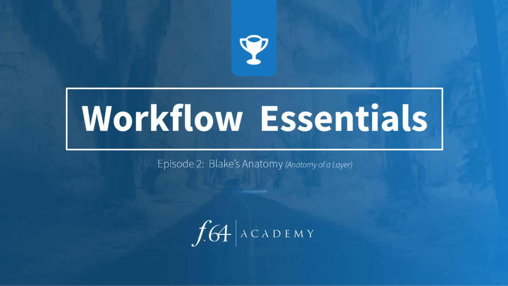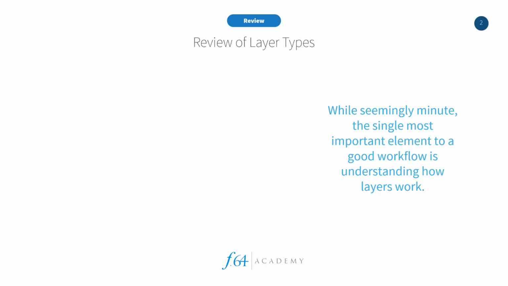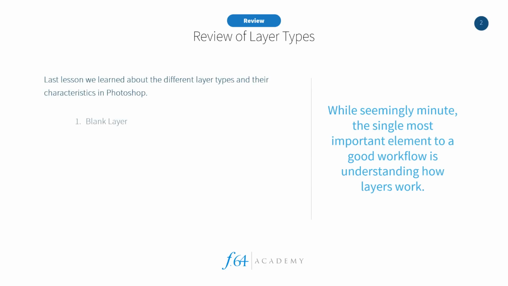Okay. All right, Workflow Essentials episode 2. Otherwise known as Blake's Anatomy, or the anatomy of a layer in Photoshop. So let's do a little bit of a review first. In the last lesson, we talked about the various types of layers, and we kind of equated them to various different personality types. So it's very easy to remember these layers when we think about them in the form of personalities. Well, here, we're gonna take that from the personality level to the personal level and break down each one of these layers and see what happens in each one of them to make them do what they do.